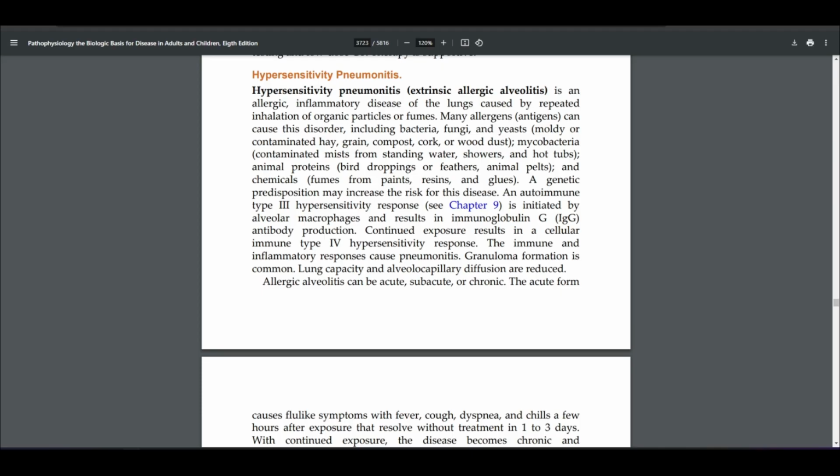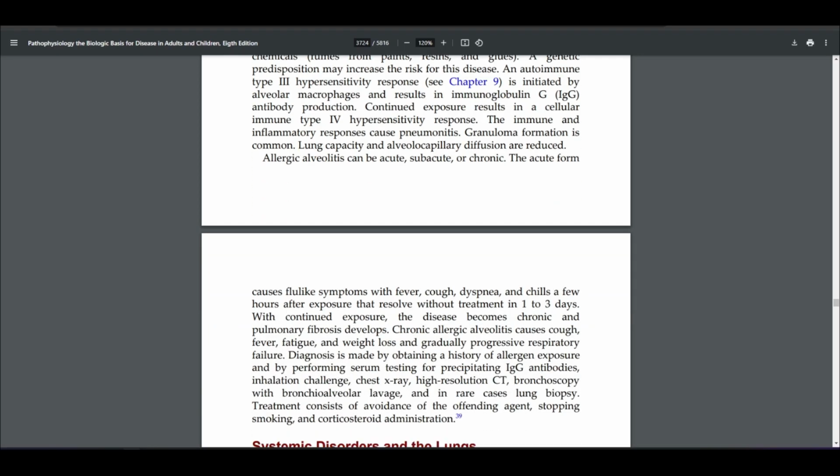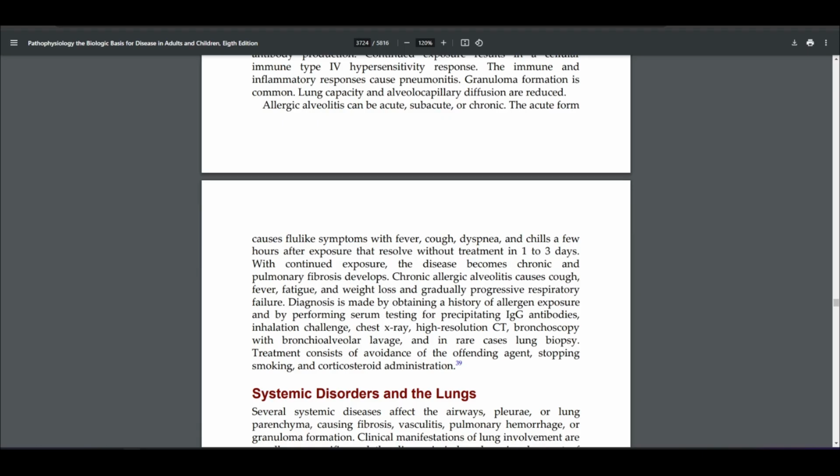An autoimmune type 3 hypersensitivity response is initiated by the alveolar macrophages and results in immunoglobulin G, IgG, antibody production. Continued exposure results in a cellular immune type 4 hypersensitivity response. The immune and inflammatory response cause pneumonitis. Granuloma formation is common. Lung capacity and alveolar capillary diffusion are reduced. Allergic alveolitis can be acute, subacute, or chronic.